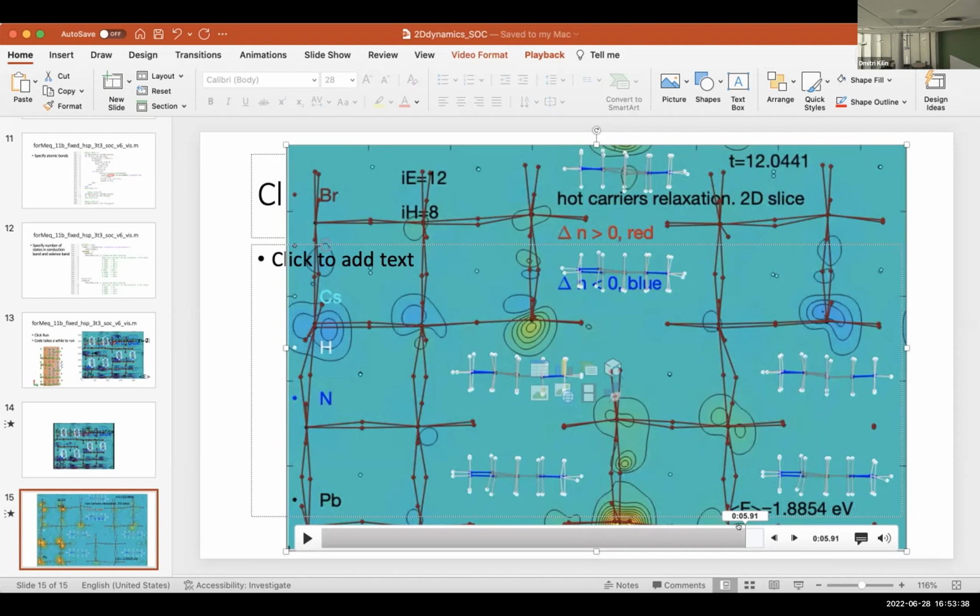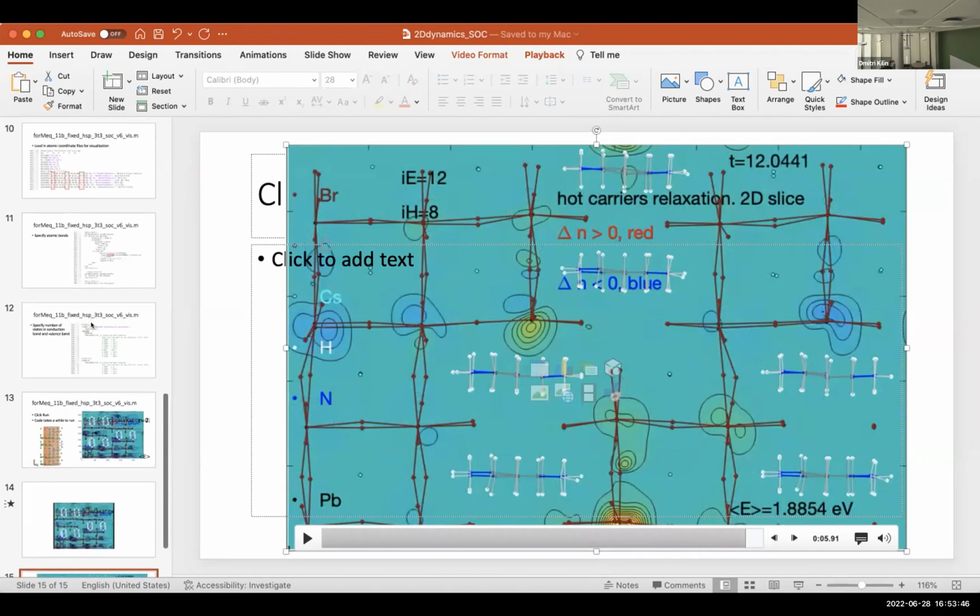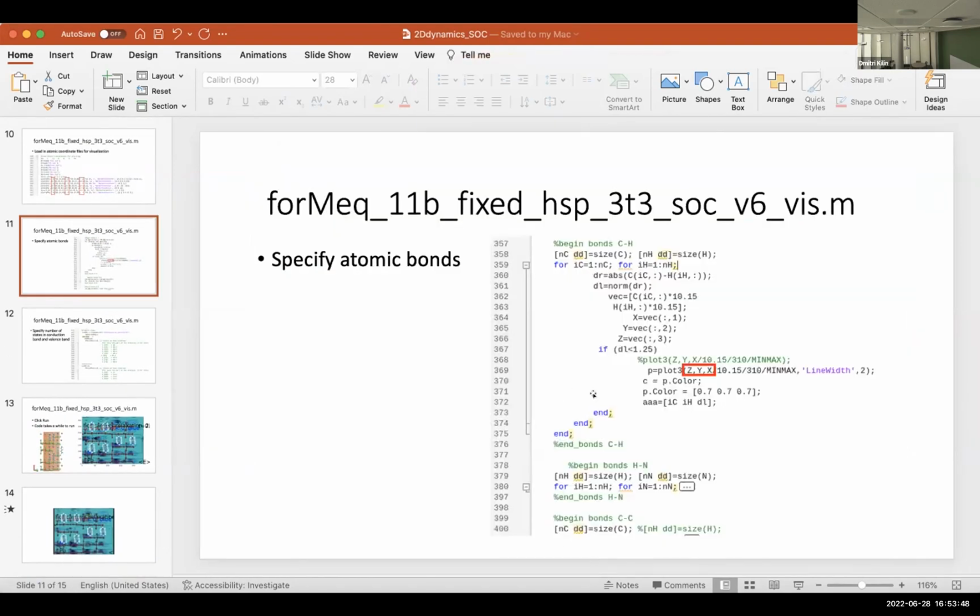Why do you need to specify the atomic bonds? Because that's how they're drawn. So if you look, this line right here is actually specifying a cutoff distance, and this part right here is specifying that if it's within that cutoff distance, to plot the bond. So it plots a vector. Okay, so you're just artificially connecting them together. Yeah, we're just artificially connecting them.